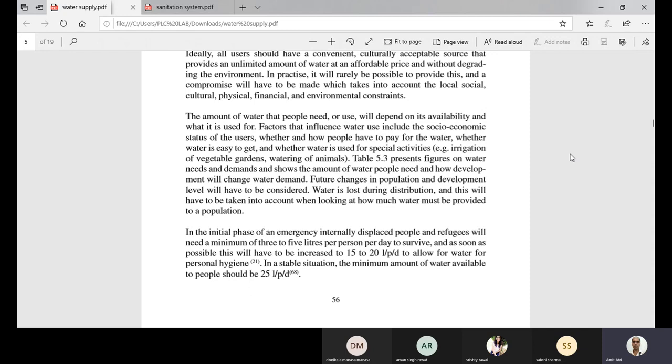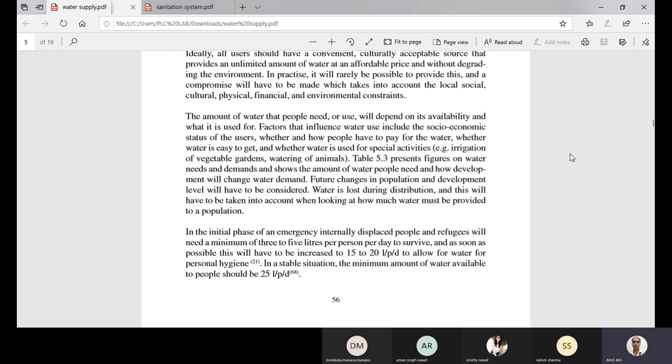Okay, so the factors which are influencing the individual water usage include the socio-economic status of the user, whether and how people have to pay for the water, whether water is easy to get, and whether water is used for special activities, like irrigation, vegetable gardens, watering of animals. So different types of activities are involved here: domestic uses, cleaning, irrigation or watering.